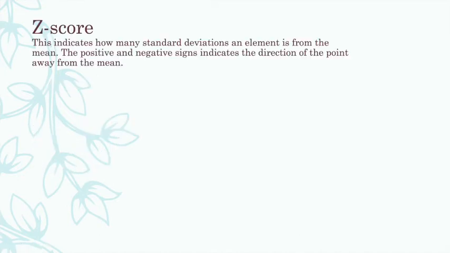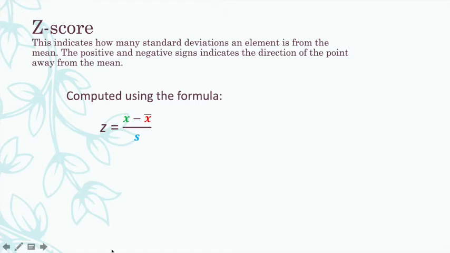So next is z-score. This indicates how many standard deviations an element is from the mean. The positive and negative signs indicate the direction of the point away from the mean. So how do you calculate the z-score? This is the formula for getting the z-score. So z-score, or z, is equal to x minus x bar over s.